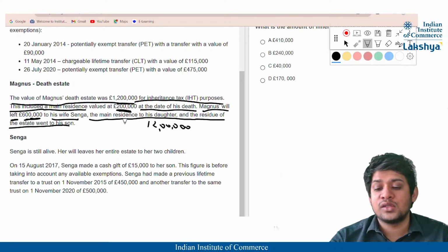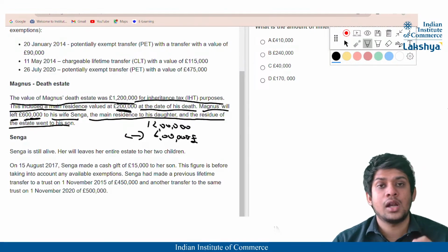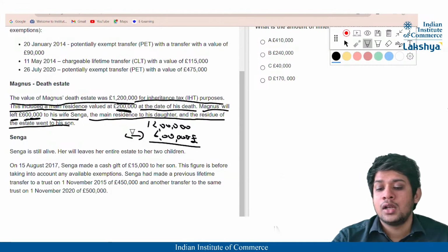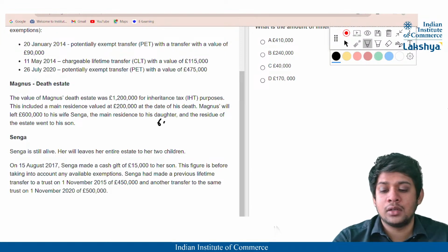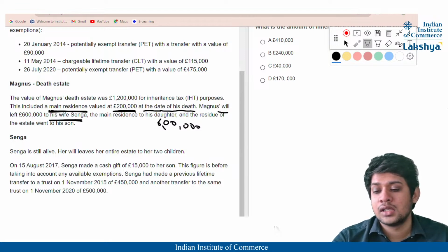Obviously, from this, he transferred 6 lakh pounds of estate to his wife. So this is an interspouse transfer. Whatever the value of an interspouse transfer, it is always going to be completely exempt. So this will be exempt and deducted. For the remainder of 6 lakh, what will happen? From this, he has also transferred the main residence of 2 lakh pounds at his death. To whom did he transfer it?